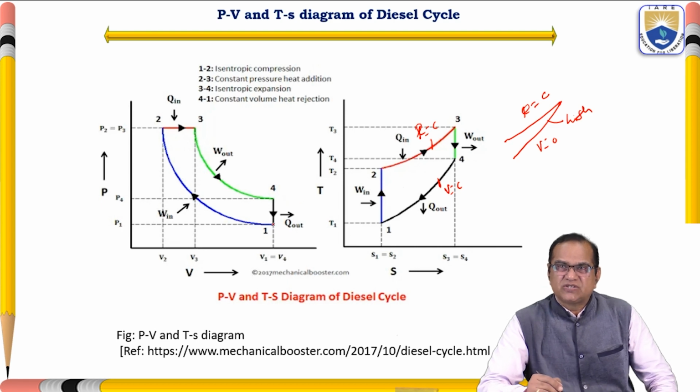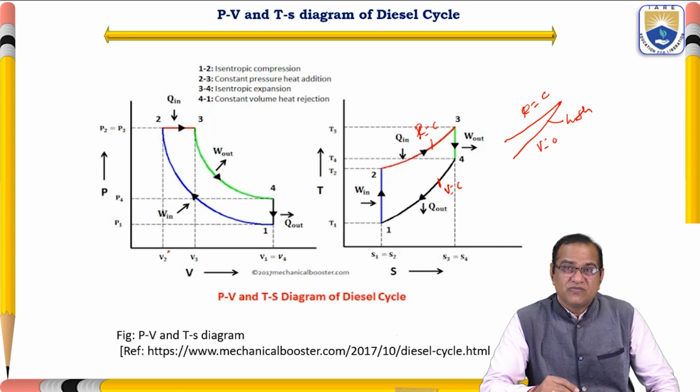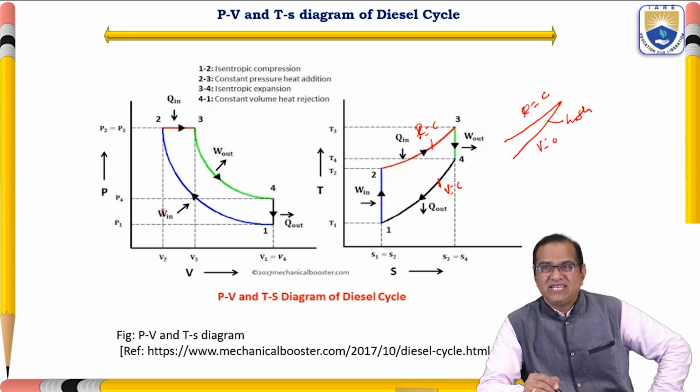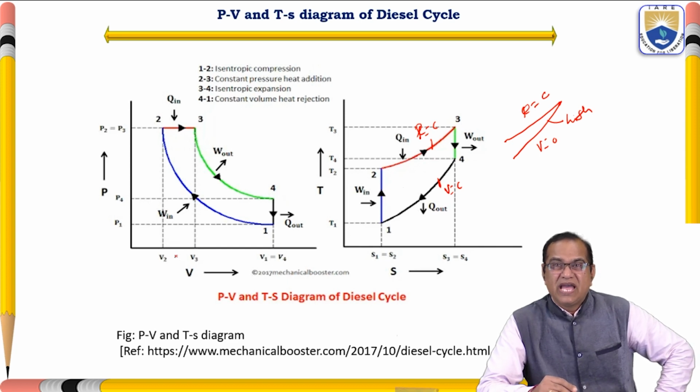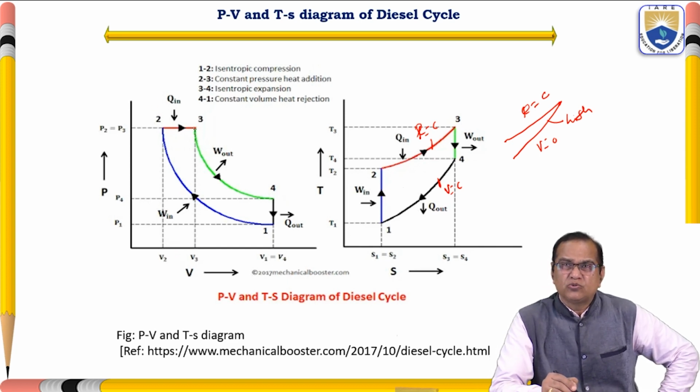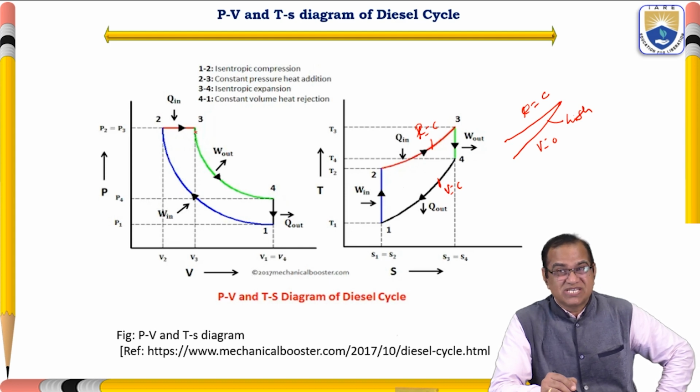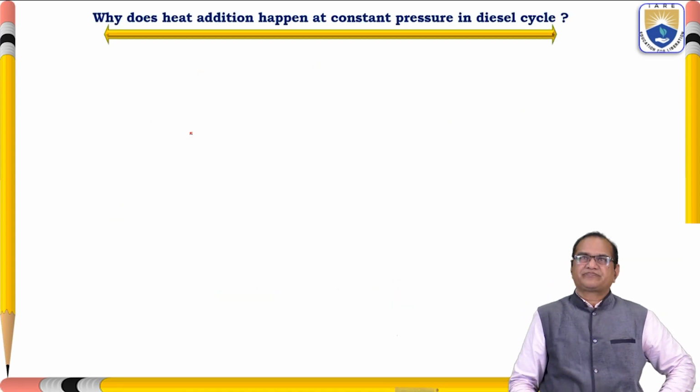Here, if you see, V1 is equal to V4, here it is V3 and here is V2. So here we can see that the compression ratio is equal to V1 by V2 or V4 by V2. And one more thing, from 2 to 3, V3 by V2 is called the cutoff ratio, that we will be discussing in the next slide.